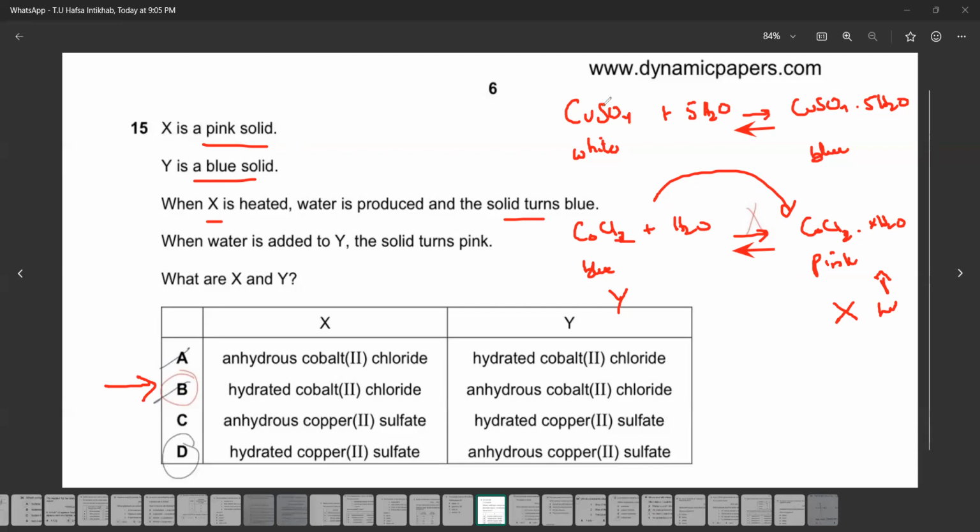Why did we not select copper? Because if it was copper, when we supply the heat energy, it should be blue initially and then turn into white, as we break down hydrated copper sulfate into anhydrous copper sulfate. Is this one clear?